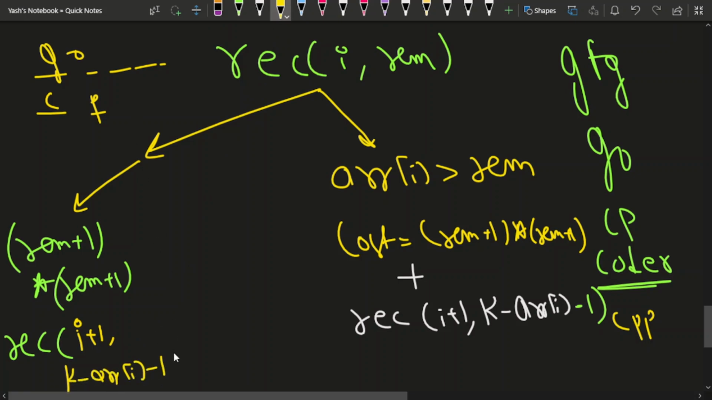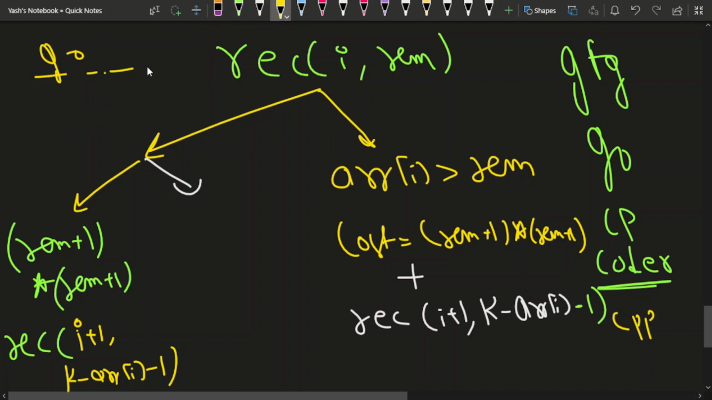Because you are moving to the next line, the number of spaces left for you is k minus rfi minus 1, since you are in a new line. Otherwise there can be a second chance, where you put this CP word in the same line.